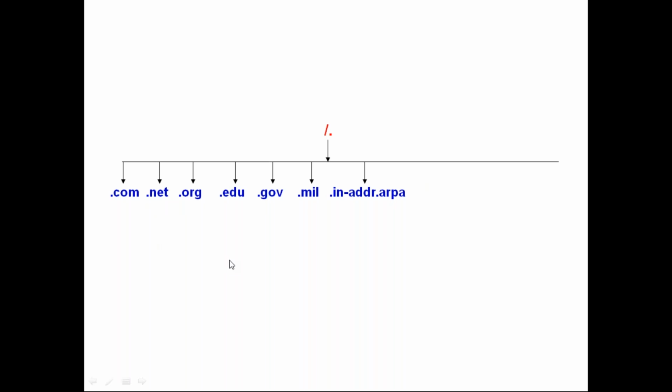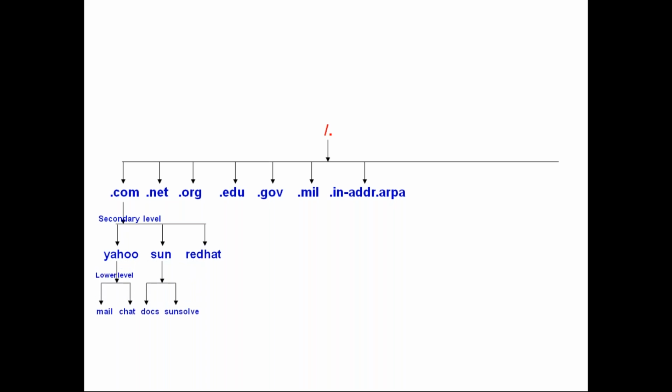So how you type the website: yahoo.com, gmail.com, google.com. So .com is the top level domain. Under the top level domain, we have lower level domains: Yahoo, Sun, Red Hat, like that. Under the secondary level domains, we have lower level domains, like mail.yahoo.com, docs.sun.com.